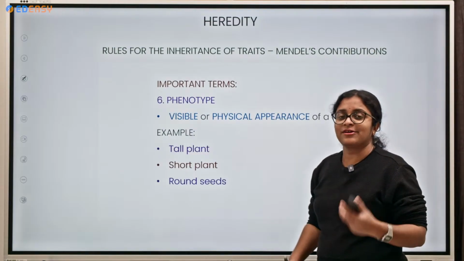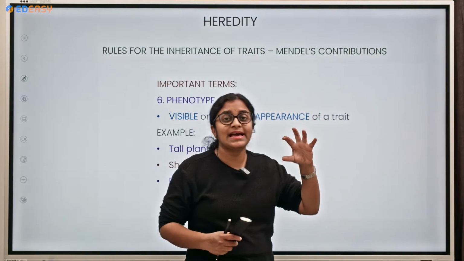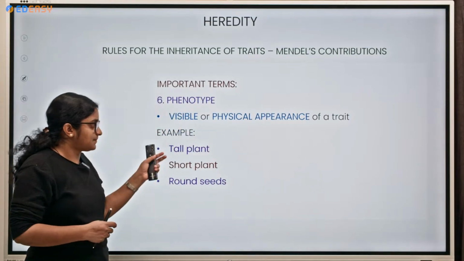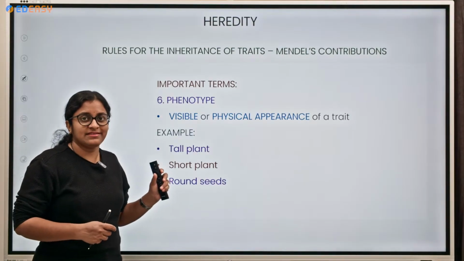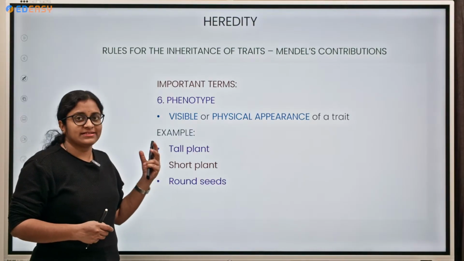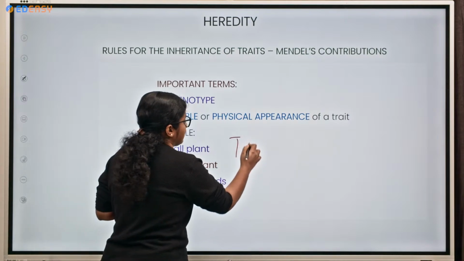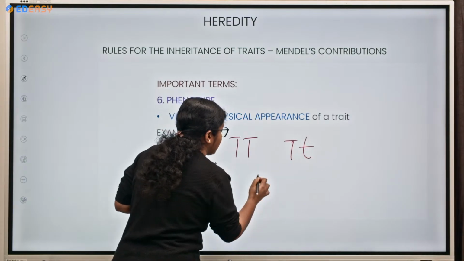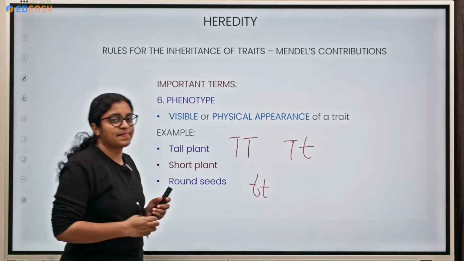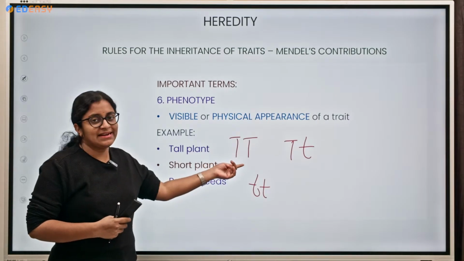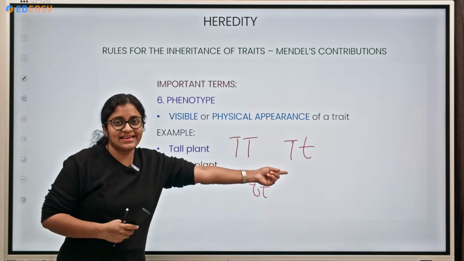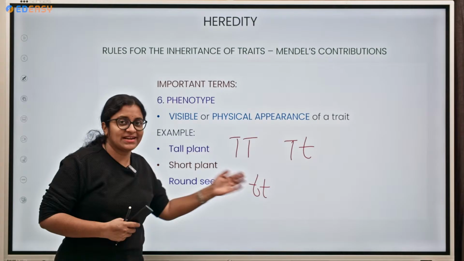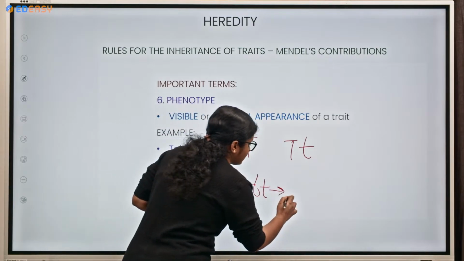Phenotype. Then what is the meaning of phenotype? Phenotype is the external appearance of a trait. Suppose I give you one combination. Now tell me what the combination is: capital T, capital T, capital T, small t, and small t, small t. Capital T, capital T means tall plant. Capital T, small t is which plant? Tall plant only. Small t, small t only corresponds to short.